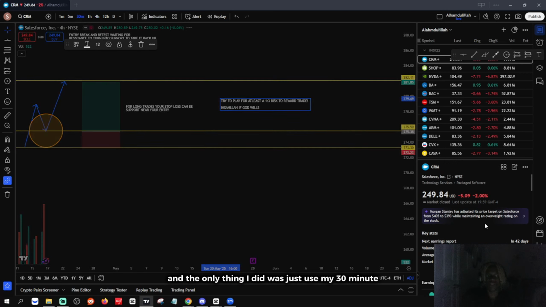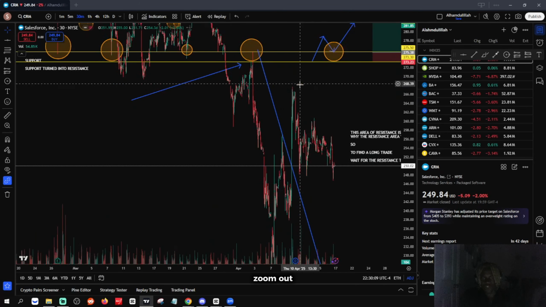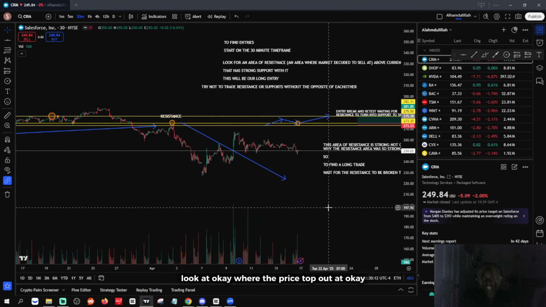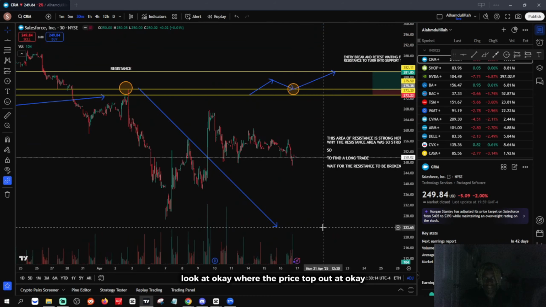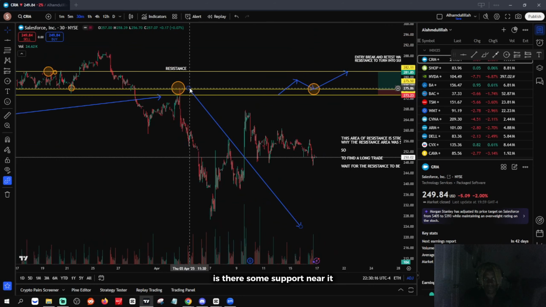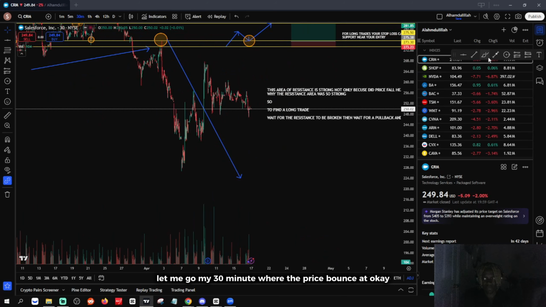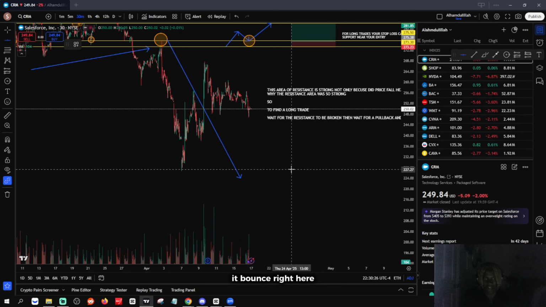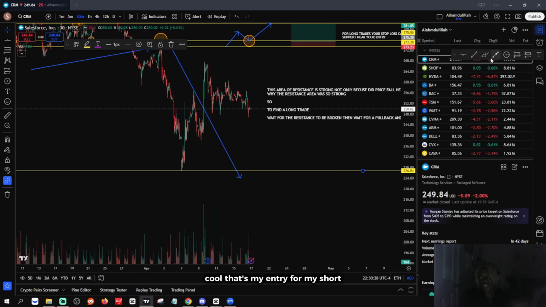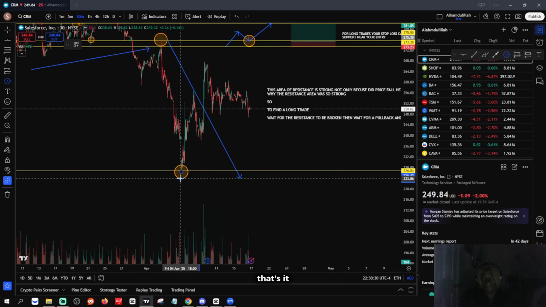And the only thing I did was just use my 30-minute, zoom out, look at, okay, where did price top out at? Okay, price shorted right here. Is there some support near it? Yeah. Okay, cool. That's my long. And all I would do for my short is be like, okay, let me zoom out. Let me go on my 30-minute. Where did price bounce at? Okay, it bounced right here. Cool. That's my entry for my short. That's it.